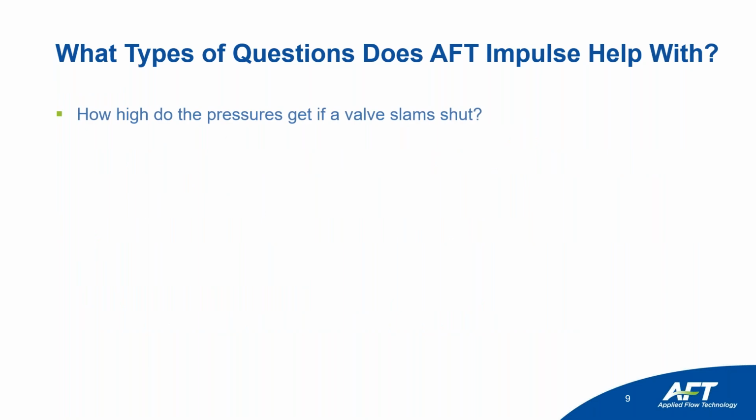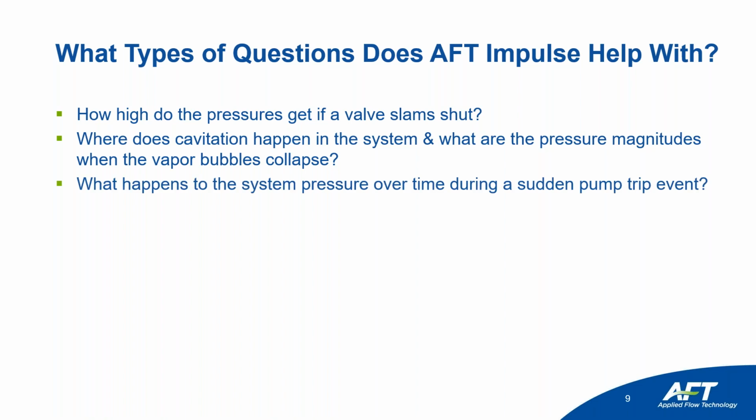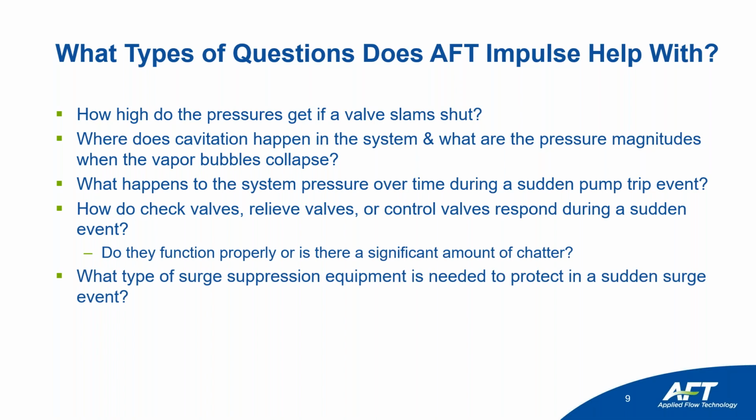How about AFT Impulse? With Impulse, you're going to be trying to figure out how high do the pressures get if a valve slams shut all of a sudden? Or where does cavitation happen in your system? And what are the pressure magnitudes when your vapor bubbles collapse? What happens to your system pressure during a pump trip? How do your check valves, relief valves, and control valves respond during a sudden event? Do they function properly, or do you have a lot of chatter going on in your system? What types of surge suppression equipment would be needed to protect in a sudden surge event?